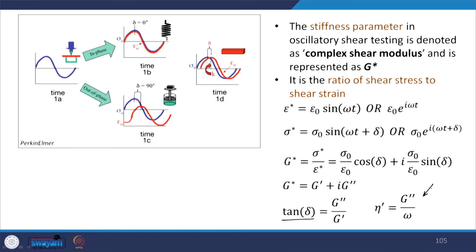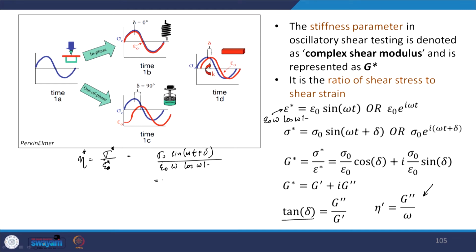Additionally, using the complex form of viscosity, we can also find the absolute viscosity using the loss modulus and frequency. How does this expression come? We know that eta is basically the ratio of stress to strain rate. If you are seeing complex behavior, let me put a star here. Sigma star is equal to sigma naught sin(omega t plus delta), and if you take the derivative of the strain, you get epsilon naught omega cos omega t.